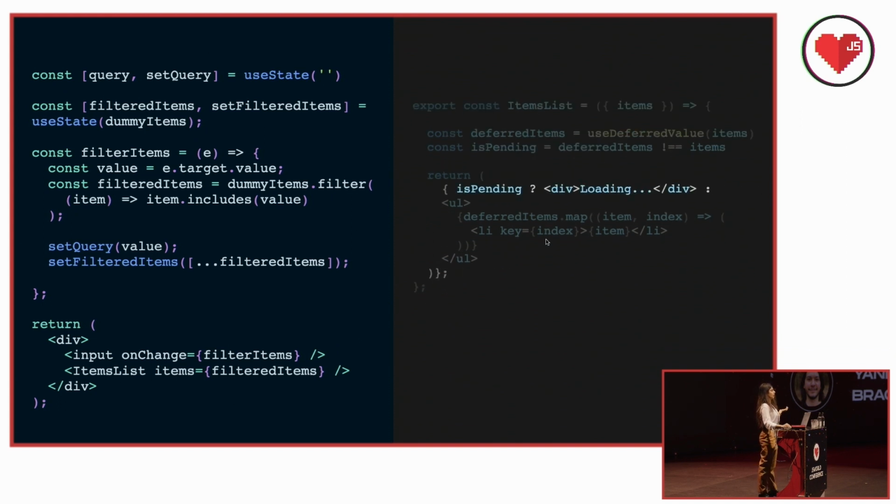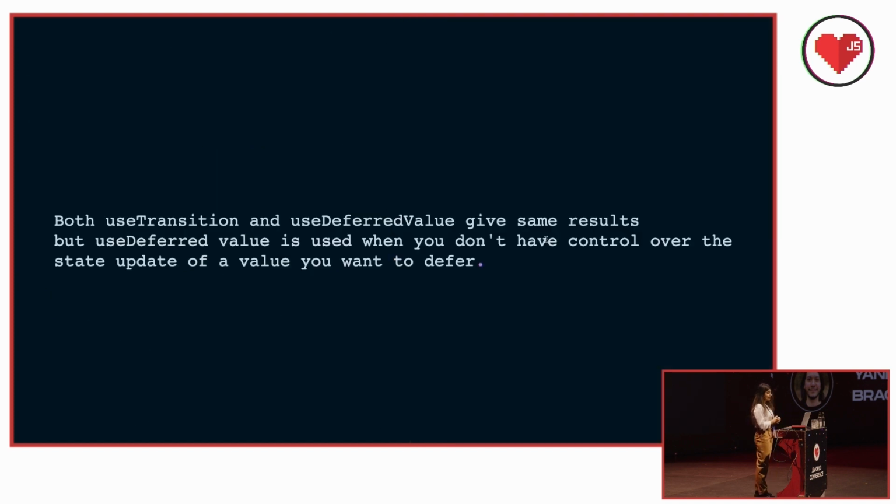And this will work exactly the same way as useTransition. Now, when to use what? It's advised by the React team to use useDeferredValue when you don't have control over the state. So when you cannot use useTransition to wrap your state, you can use useDeferredValue. Otherwise, it's preferred to use useTransition.